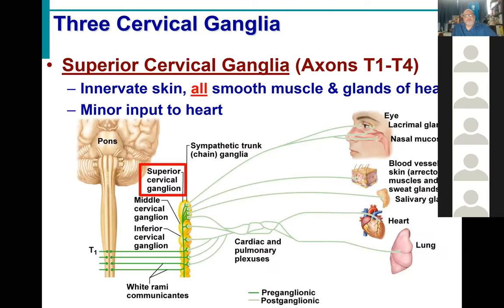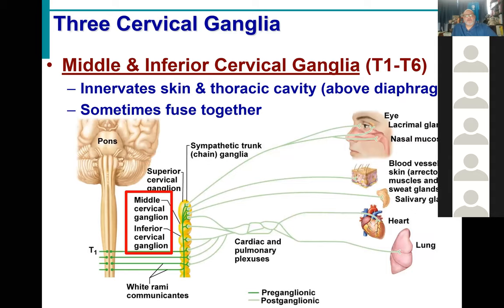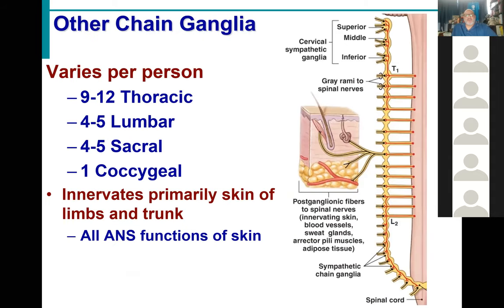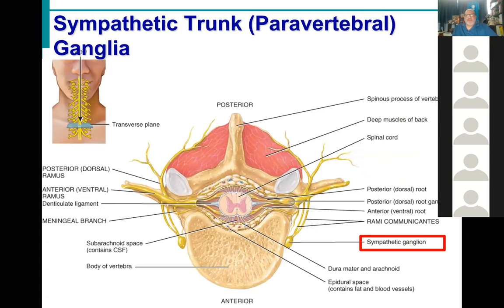All right. Notice that still leaves us everything below the diaphragm in our abdominal pelvic cavity. And that is what our prevertebral or collateral ganglia do. Oh, I like this picture too. Notice here, this is a great top-down view showing us those chain ganglia right around the side. And notice one other thing as we look at that chain ganglia.